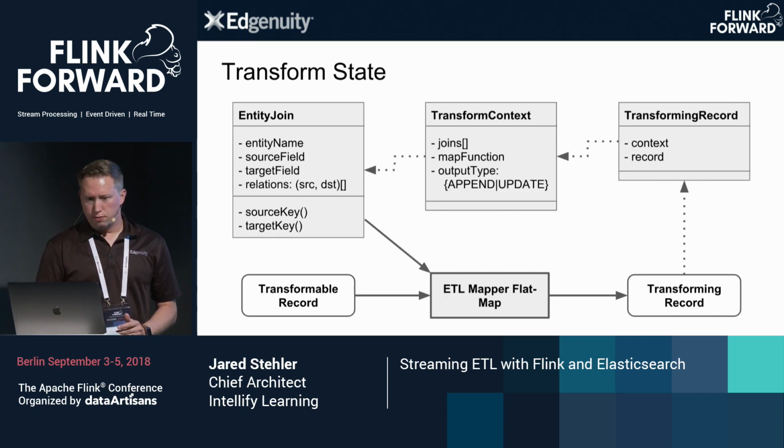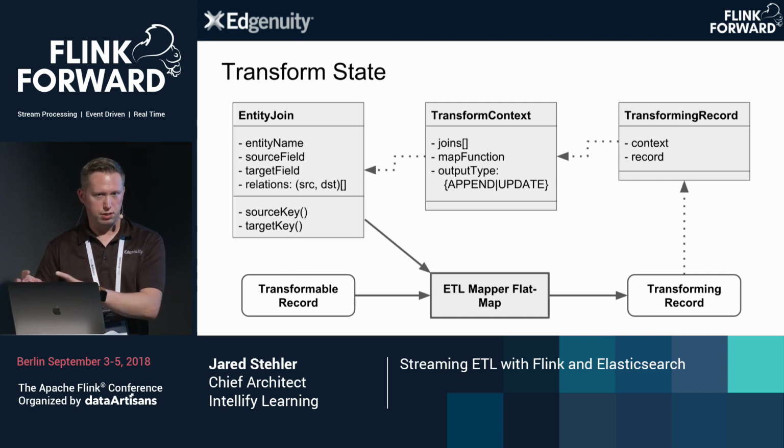On the other side, for records that we want to transform, each source program defines one or more mapper classes, transformer classes, that have a flat map at the beginning that pulls in records and then emits them as transforming records that go into a co-process function that I'll show in a second, that allows us to fulfill the joins and then translate them into Avro.